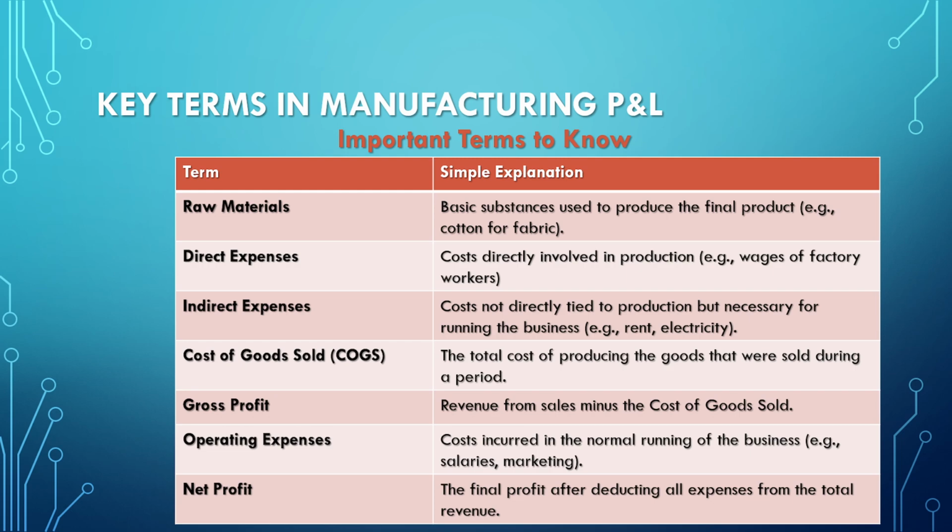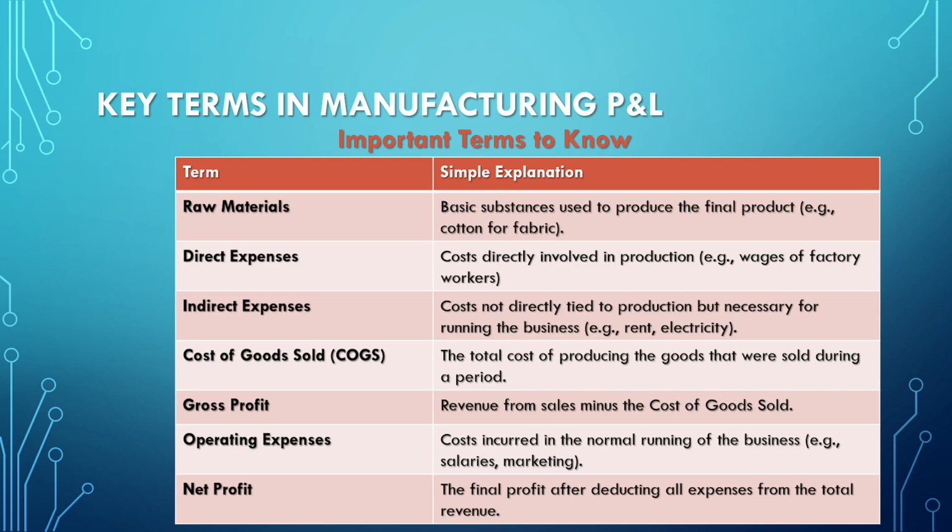This is the bottom line. Okay, this is the final profit of the company after deducting all expenses, both direct and indirect, from the total revenue. Okay, net profit is sales, that is total revenue, minus all expenses, both direct expenses and indirect expenses. Only after deducting all this, you will find how much net profit the company made.